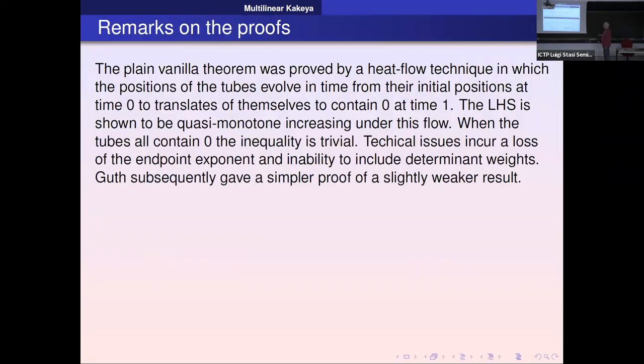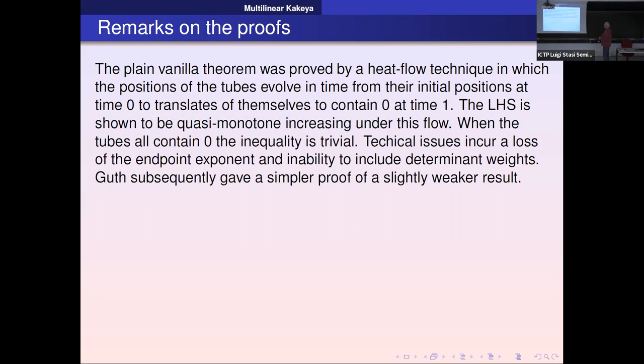Okay. So a few words about the proofs. The proof of the plain vanilla theorem with Bennett and Tao, we did it by a heat flow technique. And the idea was that somehow we take the positions of the tubes, which are somewhat arbitrary, and we flow their positions so that each tube starting off at time zero, by the time we got to time one, the tubes have moved parallel to where they were, but now at time one they all pass through the origin.